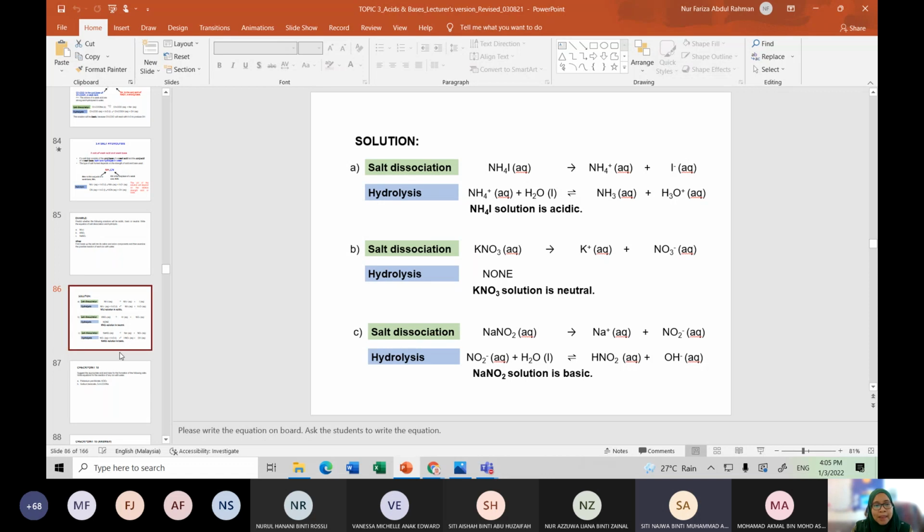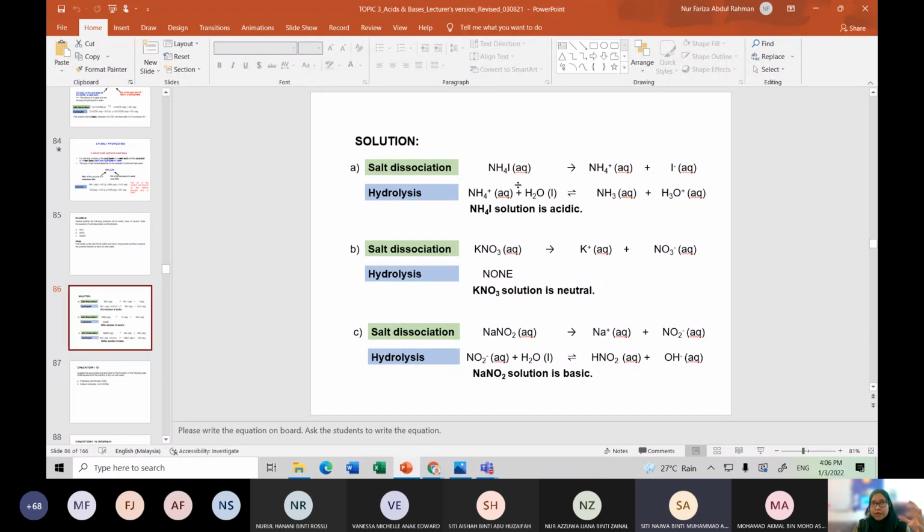From here we can see that it produces H3O+, and therefore this salt is said to be an acidic salt. So earlier on we already predicted that NH4I should be an acidic salt. This is like your inside monologue; we don't usually write this down. The one that we write on paper would be the salt dissociation and hydrolysis.